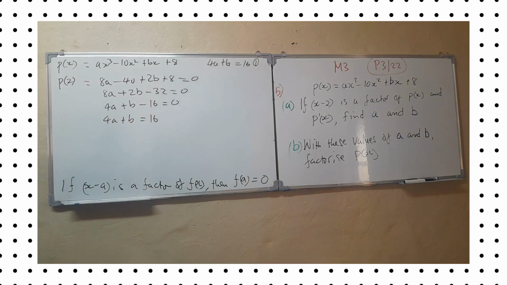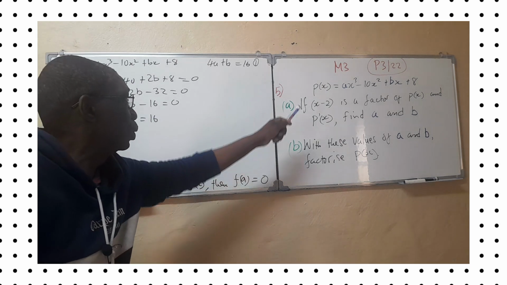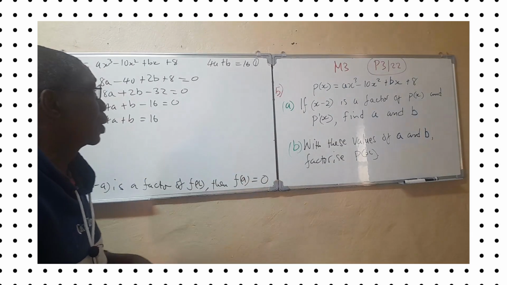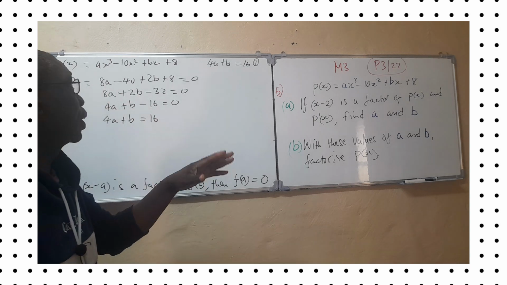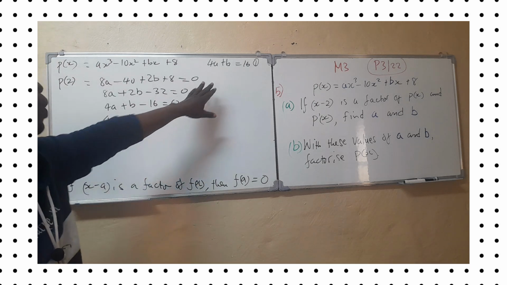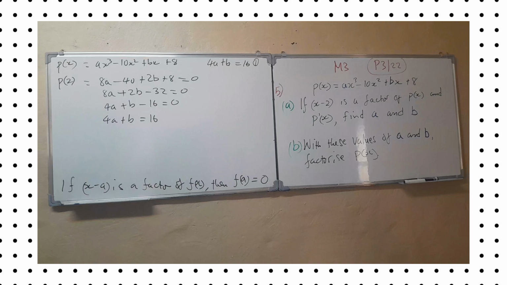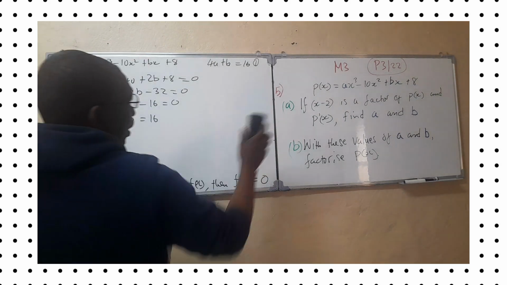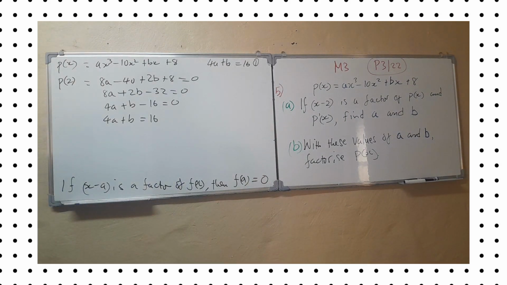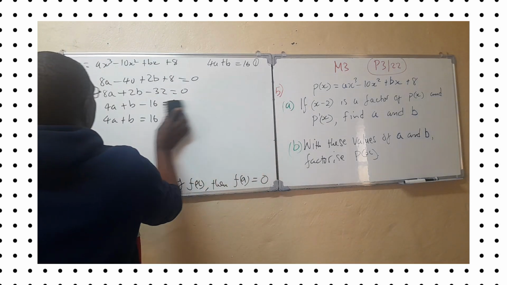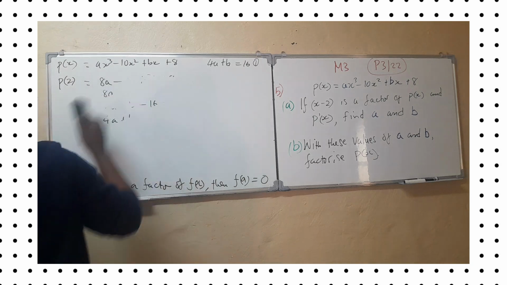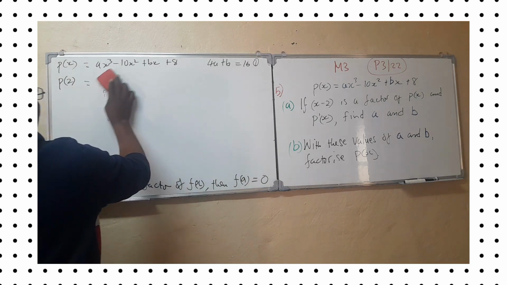We got it by making use of the fact that p of 2 should be equal to 0. We substituted our 2 for x and we equated everything to 0. Simplifying, we arrived there. Okay, let's go to the next part, which says p prime of x, in other words, the derivative of p of x, has a factor x minus 2.